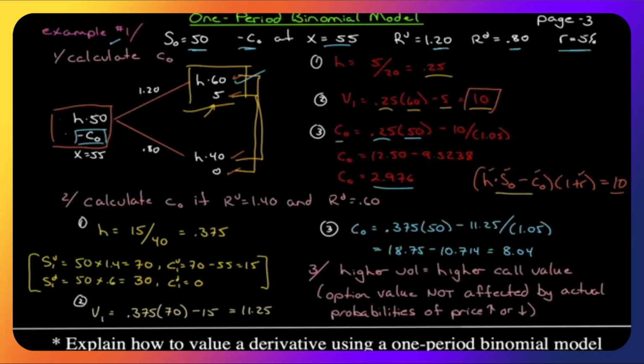Number 2 says, let's do something interesting here. If it goes up 40%. If it goes down 40%. So double the volatility. So RU is 1.4, RD is 0.6.